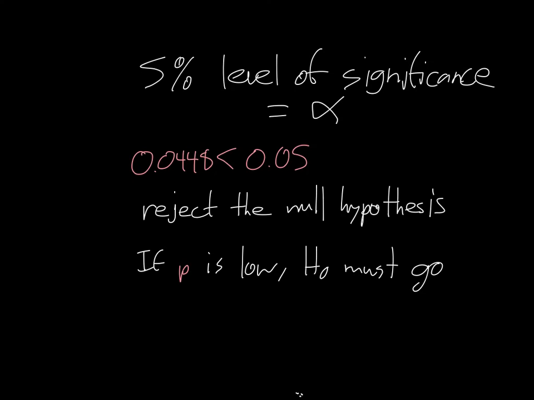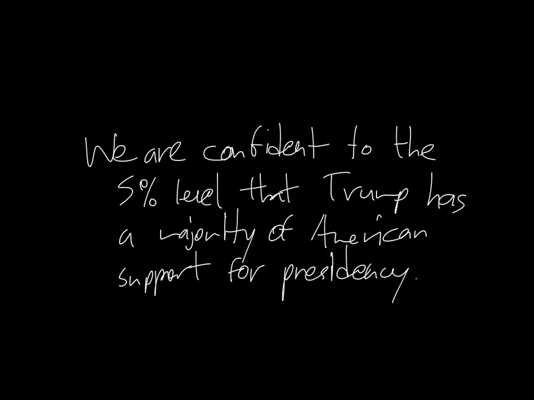So we want to compare our p-value to our level of significance, and this is a nice handy thing to remember: if p is low, H0 must go, right? So since p is lower than our level of significance, that means great, our results probably didn't just happen by chance alone, and we can reject the null hypothesis. And finally, now that we've rejected the null hypothesis, remember that means we can conclude that the alternative hypothesis is true. So analyst B can say that we are confident to the 5% level that yes, Trump has a majority of the American people's support for presidency.